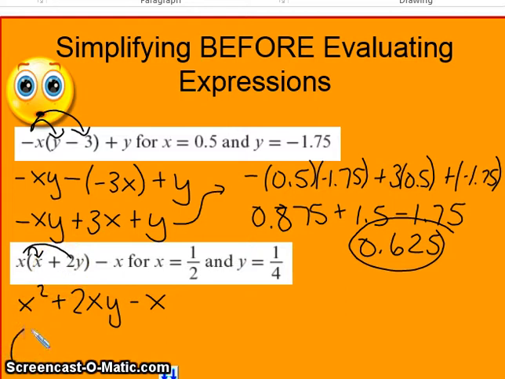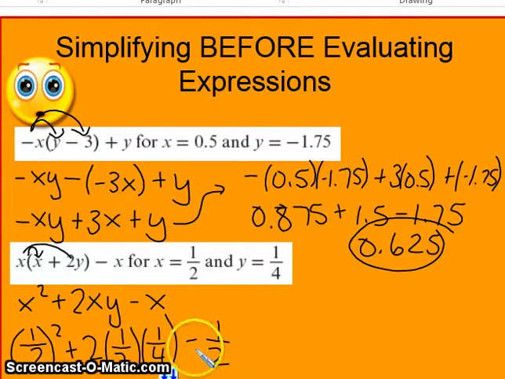Now I'm going to plug in 1/2 everywhere I see an x, and 1/4 everywhere I see a y. So this gives me 1/2 squared plus 2 times x is 1/2 times y, which is 1/4, minus x, which is 1/2. Now I need to do exponents first, so 1/2 times 1/2 gives me 1/4. Be careful, 1/2 times 1/2 is 1/4, not 1, because 1 times 1 is 1, 2 times 2 is 4.